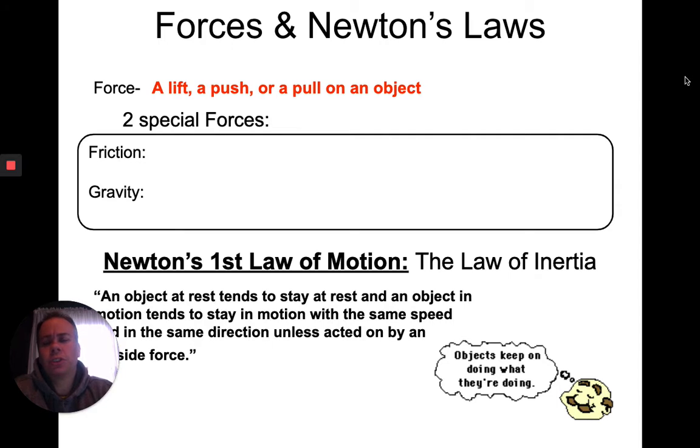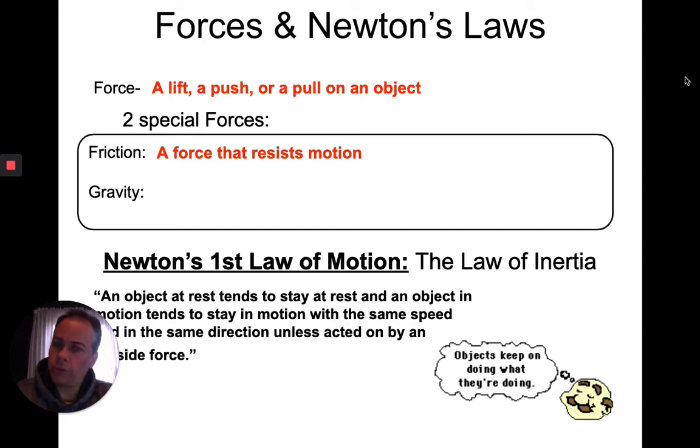There are two special categories of forces that we will also talk about. One is friction, one is gravity. So what exactly is friction? Probably it's a term you've heard before. Friction is a force that resists objects' motion. So for example, if you are walking on a hardwood floor with your socks on, you could slide your feet over that floor and they'll move pretty smoothly.